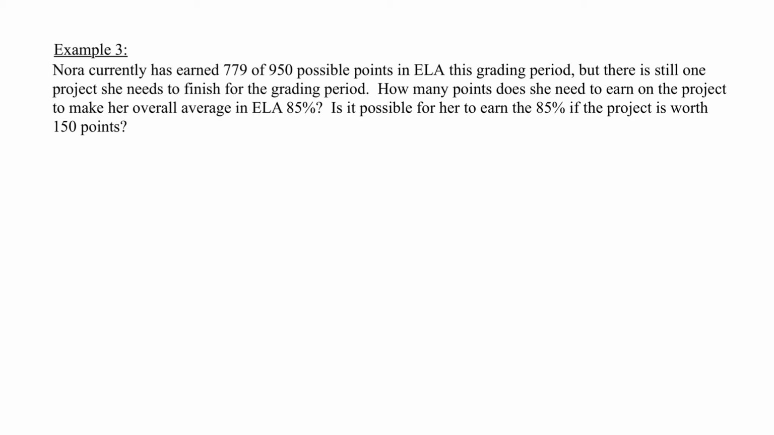All right, last example. It says Nora currently has earned 779 of 950 points in her ELA class this grading period. But there's still one more project she needs to finish for the grading period. How many points does she need to earn on the project to make her overall average in ELA 85%? And is it possible for her to earn the 85% if the project is worth 150 points?